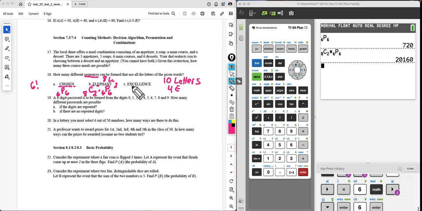What else is repeated? X, there's only one. C, there's 1, 2 C's. And then there's 2 L's. I can see they're right together. And then there's 1 N and there's 1 X. And that's 4, 6, 7, 8, 9, 10. Okay. So we do the same thing.